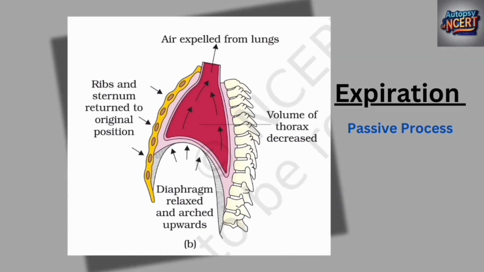Expiration. Ribs and sternum return to original position. Diaphragm relaxed and arched upwards. Volume of thorax decreased. That's why air is expelled from the lungs.